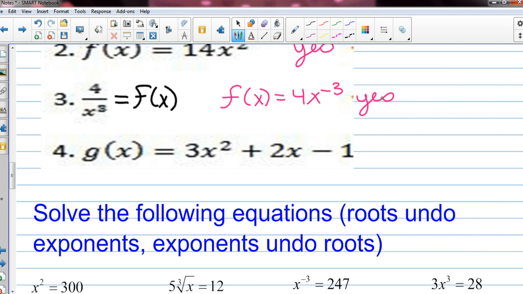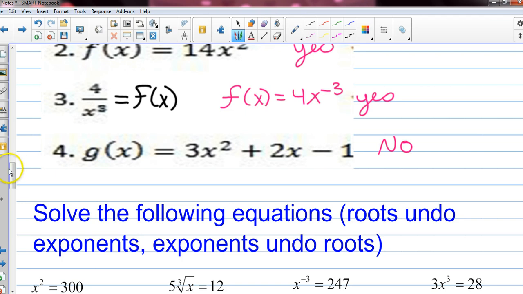Is number 4 a power function? Well, you do have an exponent that's a number, but you have a whole bunch of other stuff that makes it not a power function. If that was gone, it would be, but because that's there, the answer is no. It's not a power function.